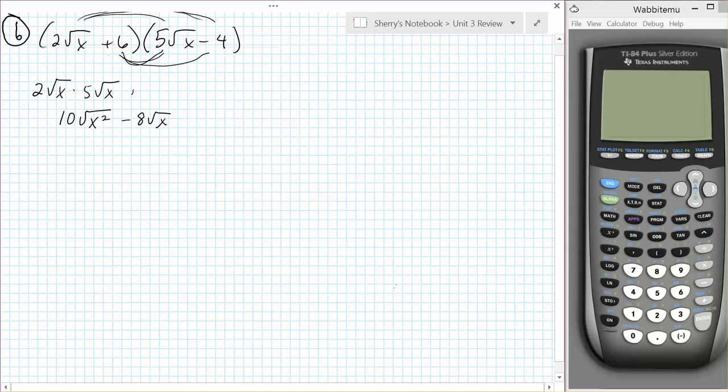Then I'm going to need to multiply the 6 times the 5 square root of x, which will give me a positive 30 square root of x. And I wrap it up by doing 6 times negative 4, which gives me a minus 24.